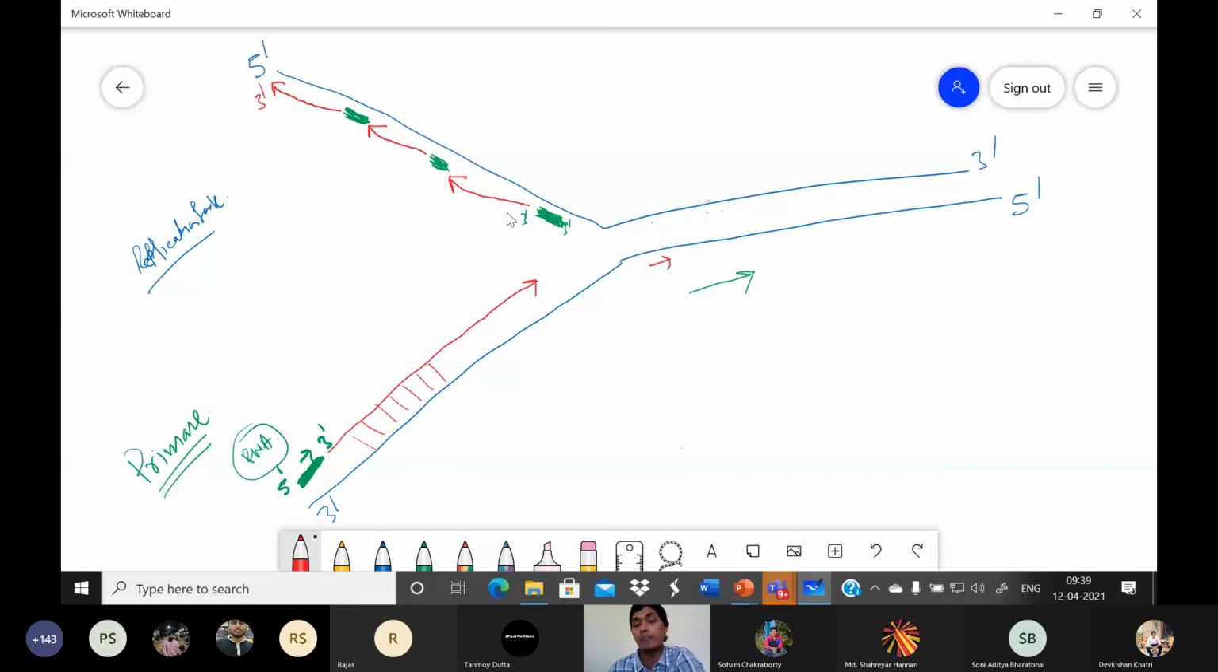I hope you understand. The point is that the DNA is not fully open, and that is not a problem. At the initial point, the DNA is not completely open like this, with both strands open.